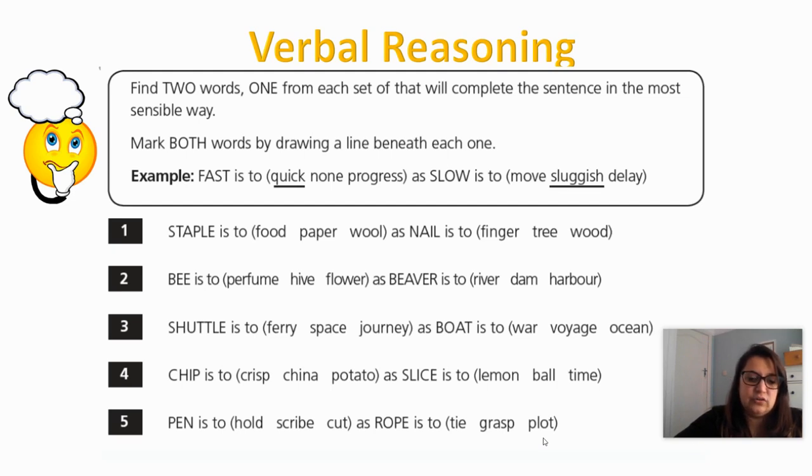Staple is to food, paper, or wool. As nail is to finger, tree, or wood. Think about what these things might do. A staple and a nail. Here's the second one. Bee is to perfume, hive, flower, as beaver is to river, dam, or harbour. So remember what the link is from on the first set must be the same link as the second. Next one. Shuttle is to ferry, space, or journey, as boat is to war, voyage, and ocean.